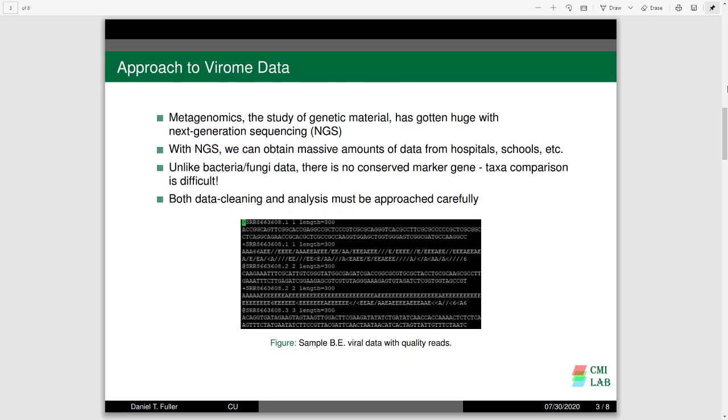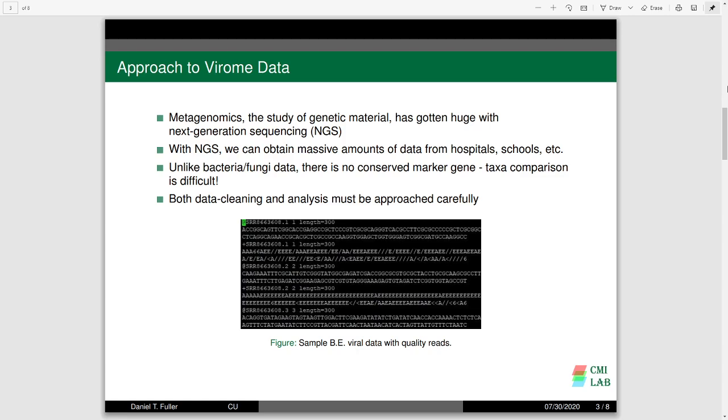So this whole field is called metagenomics, where we're studying genetic material, and it has really exploded with the introduction of next-generation sequencing, where we can obtain massive amounts of data from these places in the built environment that we're interested in. Unlike bacteria and fungal data, there is no conserved marker gene, unfortunately, for analysis, so taxa comparison becomes difficult, and a lot of other analysis becomes difficult, and I will get into that shortly.